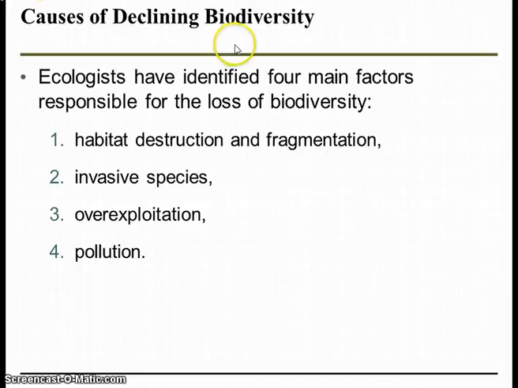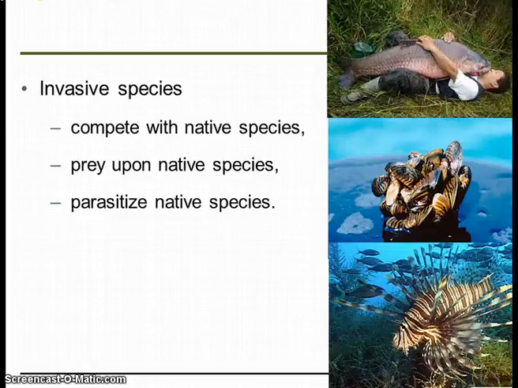Okay, so we touched on a lot of these. Let's look at the causes of declining biodiversity: habitat destruction, fragmentation, invasive species, overexploitation, and pollution. So first, invasive species. An invasive means something that's not native. These are species that are introduced by us, and they affect the native species, the ones that are naturally there. So they can either compete with them for food, resources, reproducing areas, nests. They can prey upon the native species, and they can parasitize them.